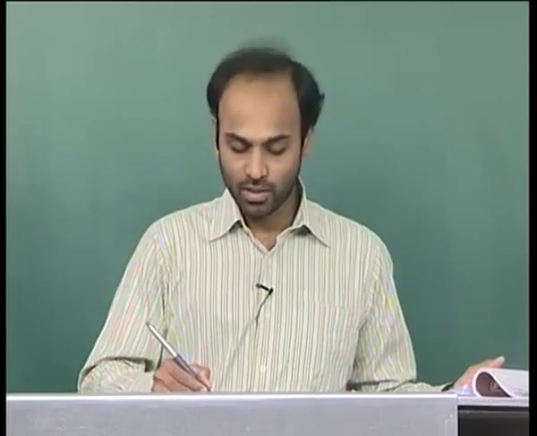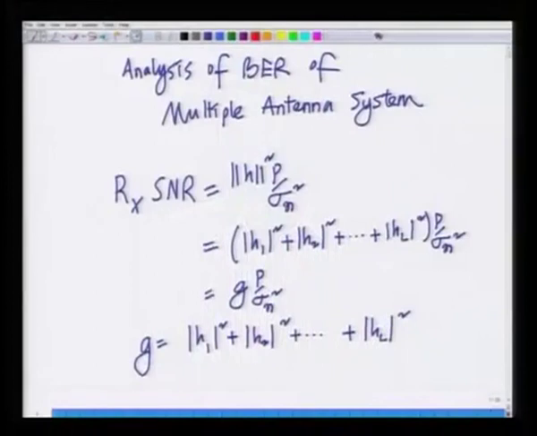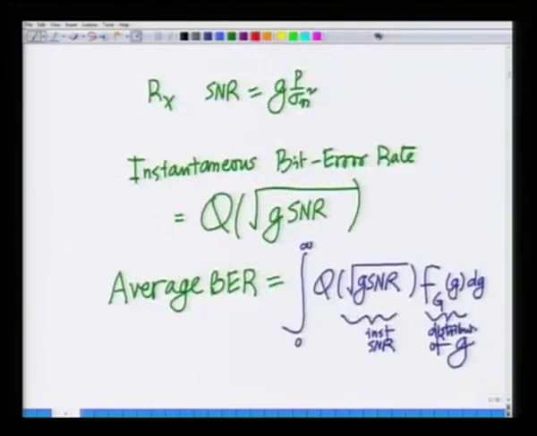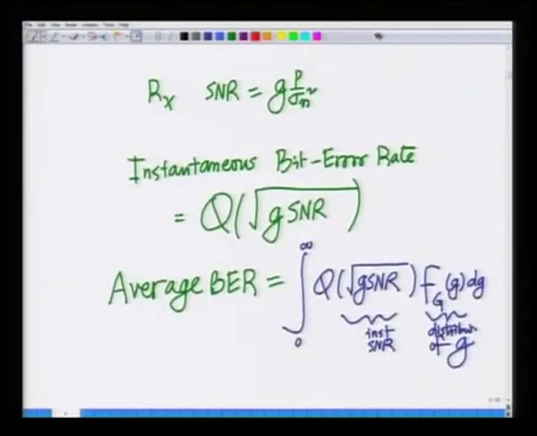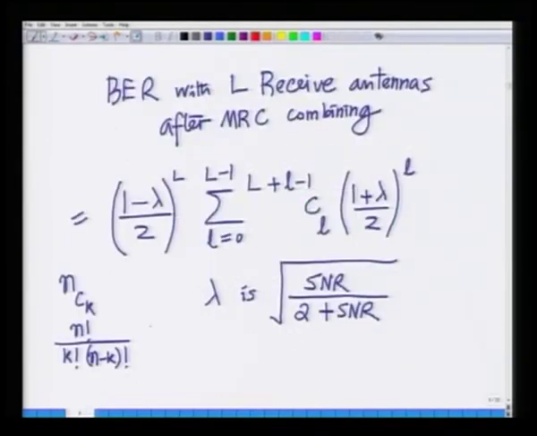This can be succinctly represented as G times P over sigma n squared, where G is the norm of H square. We also said that the average bit error rate is given as the instantaneous bit error rate averaged over the distribution of the gain of this wireless channel with multiple receive antennas. That is simply the integral from 0 to infinity of Q of square root of G times SNR multiplied by f of G, where f of G is the probability density function of G. That gives us the average bit error rate. We said this can be derived by the following expression shown in this slide. It is albeit a slightly complicated expression.